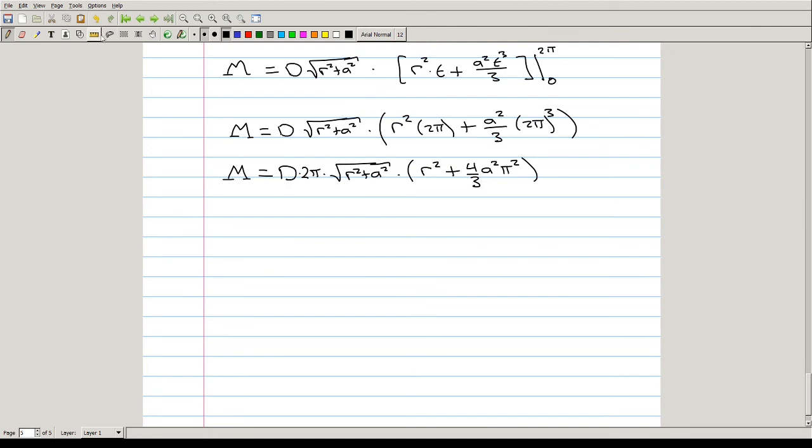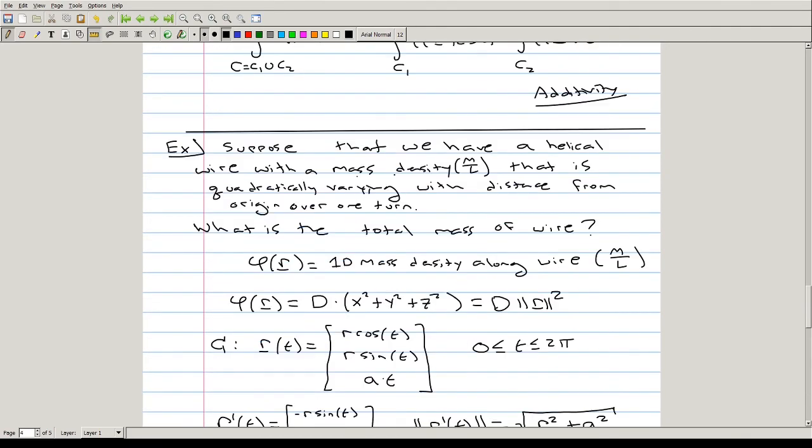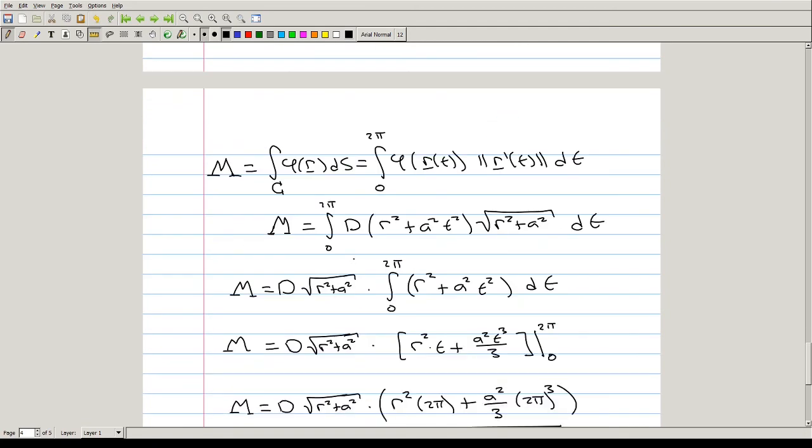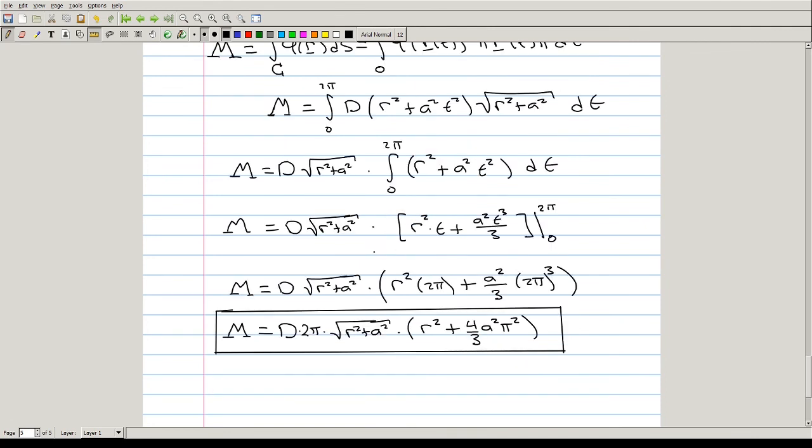And this is the formula for the mass of any helix, of any radius r, of any growth rate along z. This formula will give you the correct mass of the helix with a special density function. It's a density function that varies quadratically with distance from the origin, and you can use this formula over any number of turns that you want. You just have to change the bounds of integration. So if you want to go one full turn and a half, you'd have to go from 0 to 3 pi here, and so on and so forth.